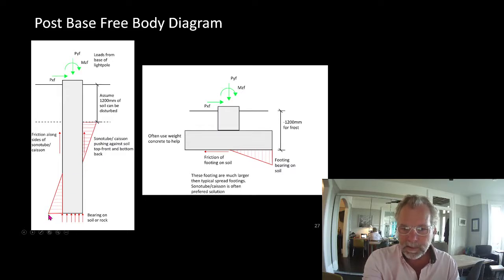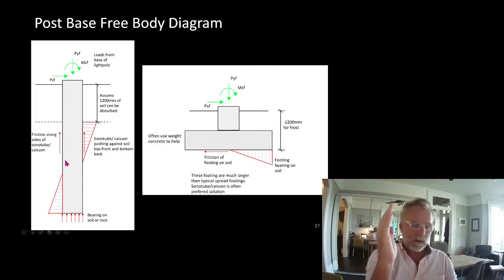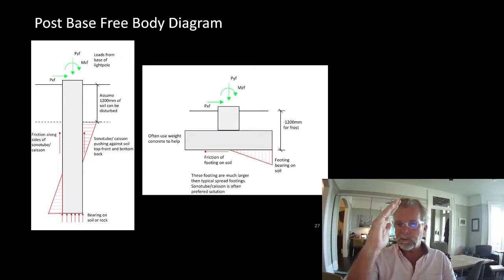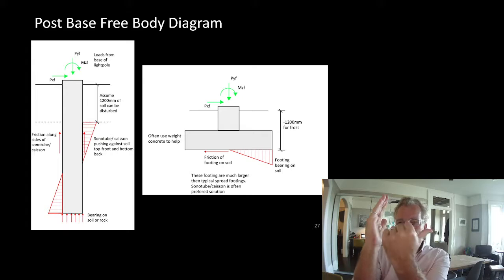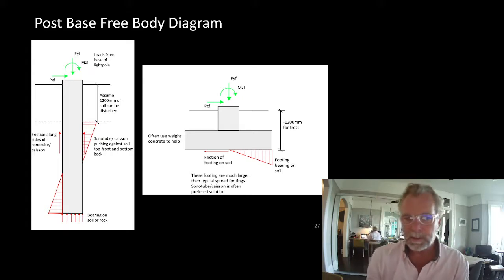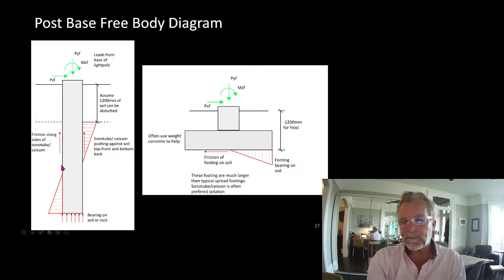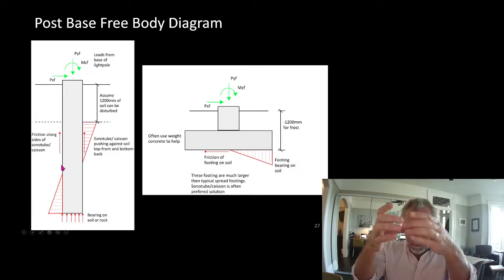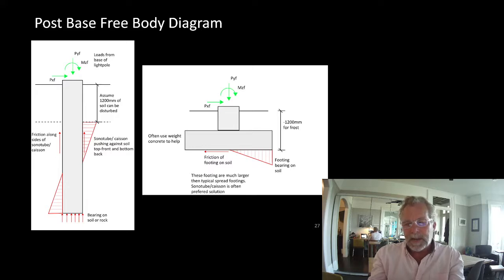These are the resisting loads. So we have a passive pressure triangle here and a passive pressure triangle here. In order for that post base to rotate, it needs to push the soil at the top this way and the soil at the bottom that way. Passive pressure in both ways. We have friction on the side. So you sink a post in the ground, and the ground will try and grab it. And then the bottom sits on soil or rock.